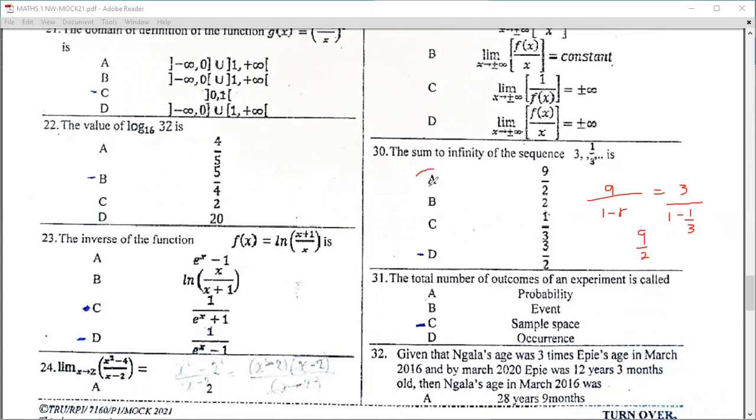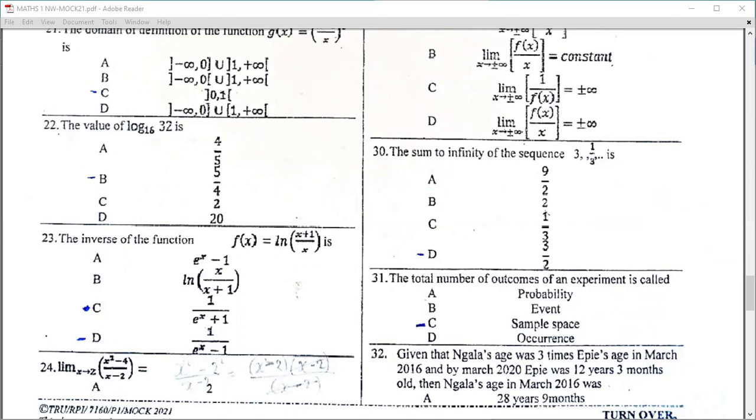So I'm going to take this one because this term here is missing. If 1 was here, we would still have the same ratio of 1/3, so our sum to infinity will still not change in its value, right? All right, so we have 3 over that.